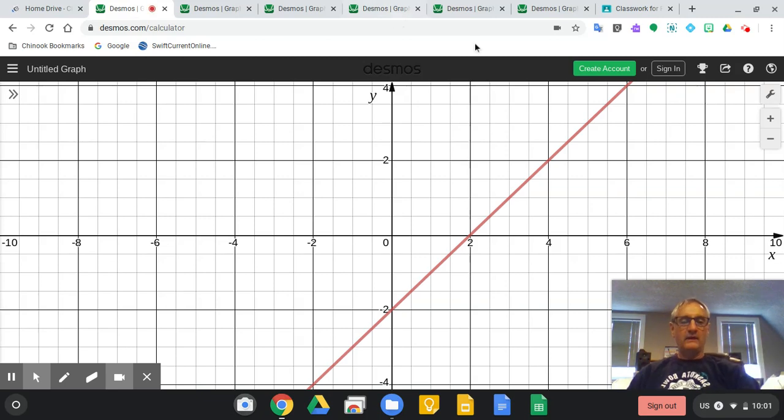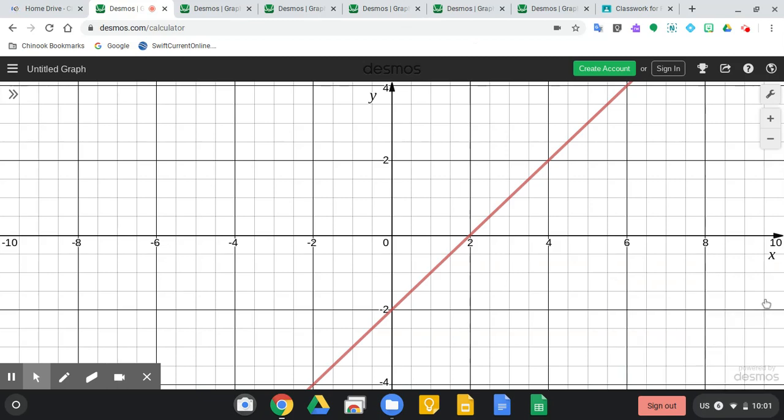Obviously, linear, the root word is line. And when we graph a linear function, the result is a line. We don't need to say a straight line. All lines are straight by definition. Now, if you have printed off the notes or if you are following along, you will notice that underneath this graph, it's asking us to state the domain and the range.